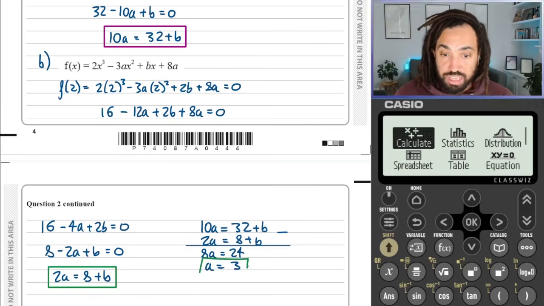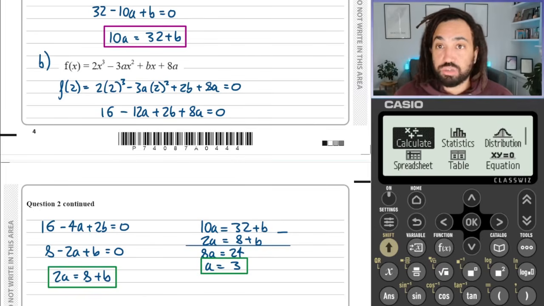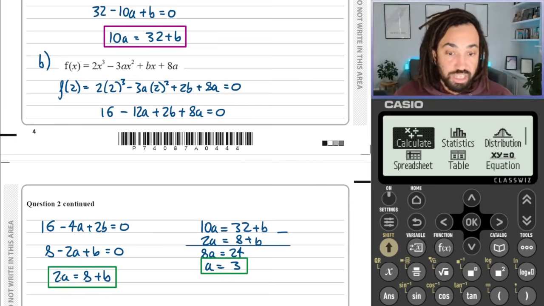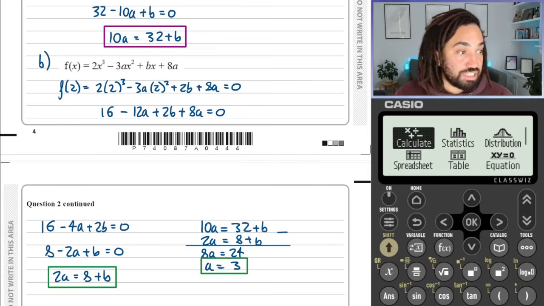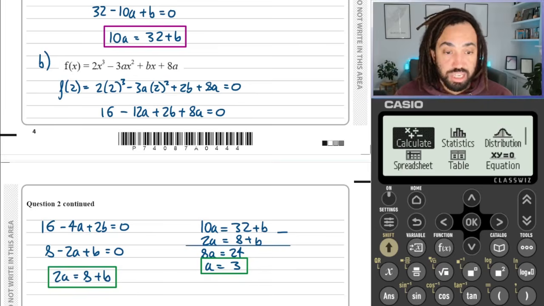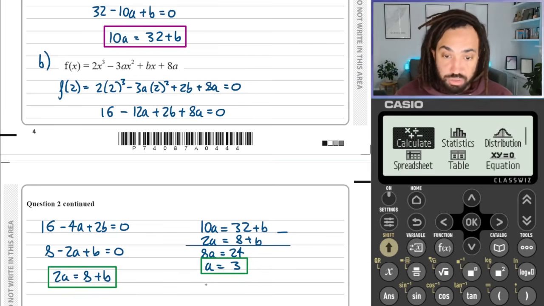Okay, and then once we've got a, we can then find b, relatively straightforward. Just by looking at this one here, if a is 3, then that makes 6. 6 is equal to 8 plus b, so b must equal 2.